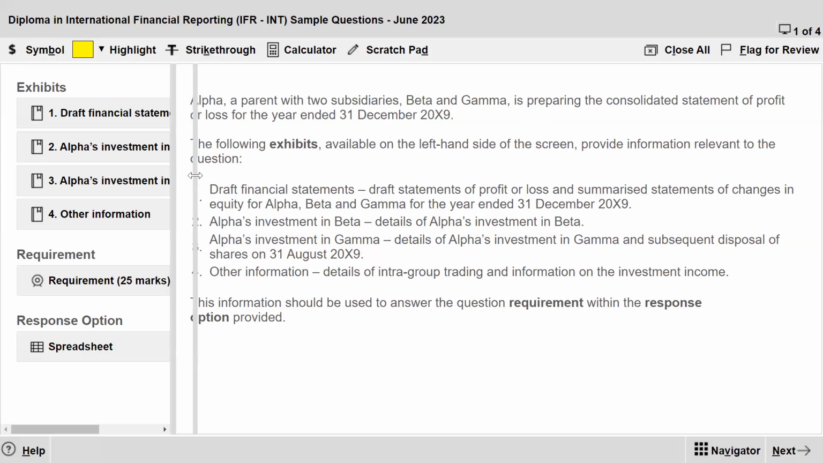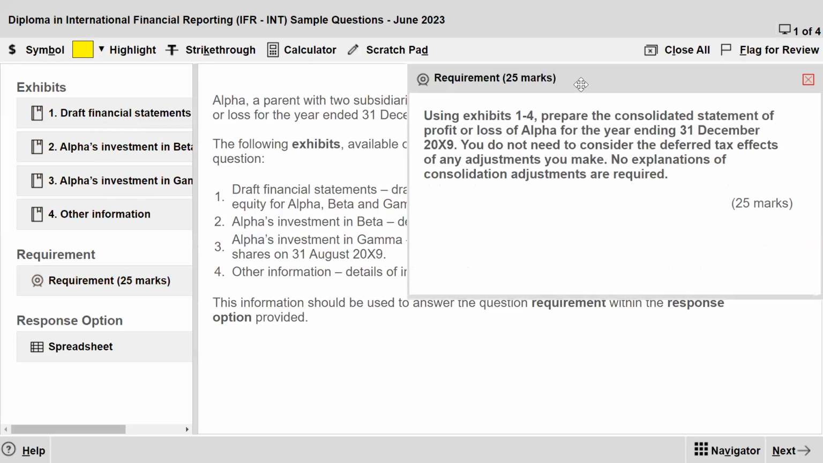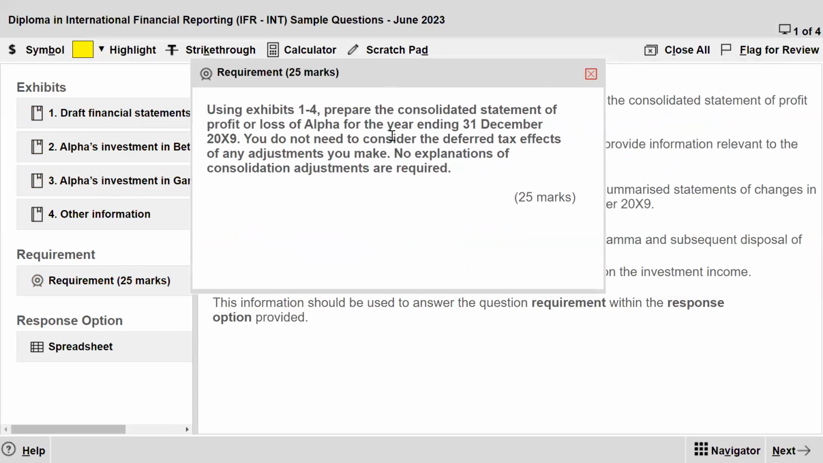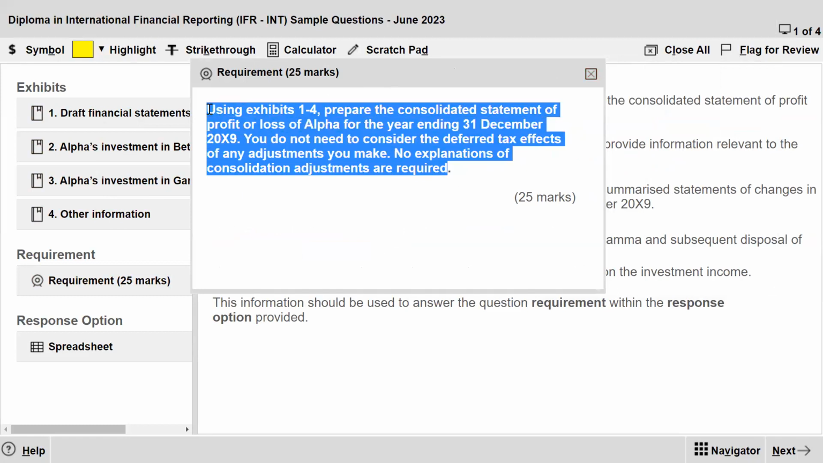So we have been given this information. Whatever the exhibits that are available, the first important thing is that let's just read through the requirements. It says using exhibits number 1 to 4, prepare the consolidated statement of profit or loss for the year ending 31st December 2009. You do not need to consider the deferred tax effects of any adjustment. No explanation of consolidation adjustments are required. All that you have to do is prepare the consolidated statement of profit or loss.